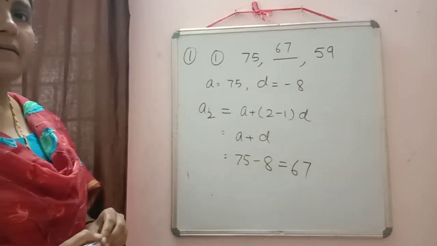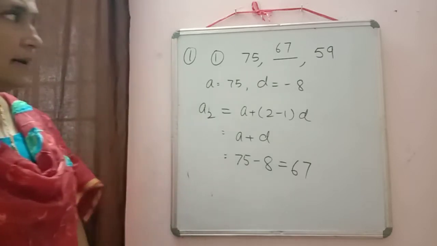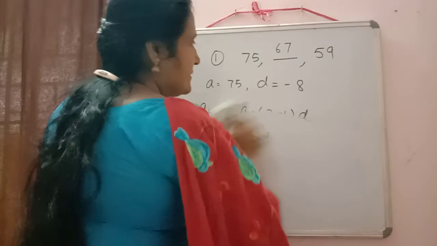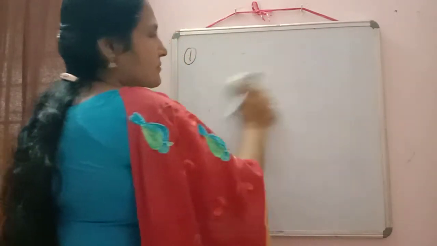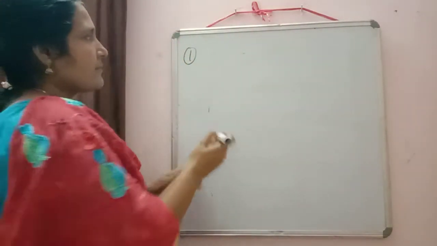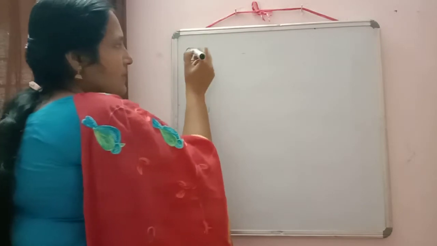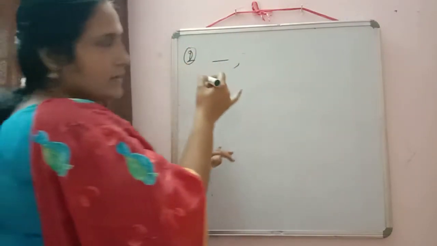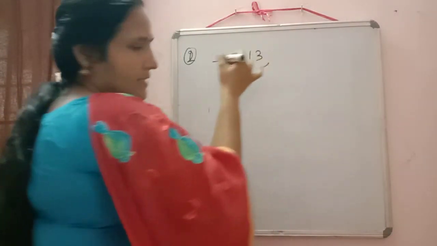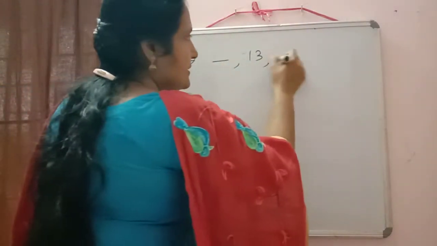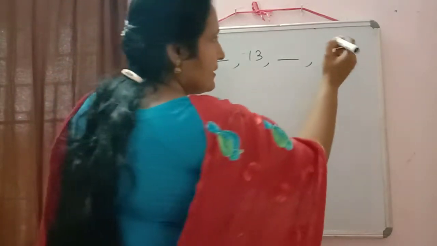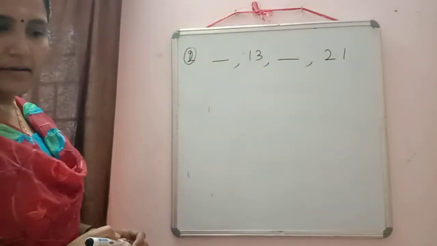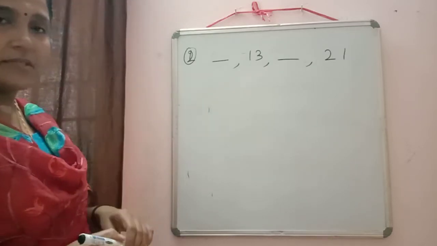Clear? Okay. So moving on to the next one. Next, in this type only, question number 2. In question number 2, it was written: first term not given, second term is given 13, then this term also not given, and then this term is given 21. So now we can check what are the terms given here.